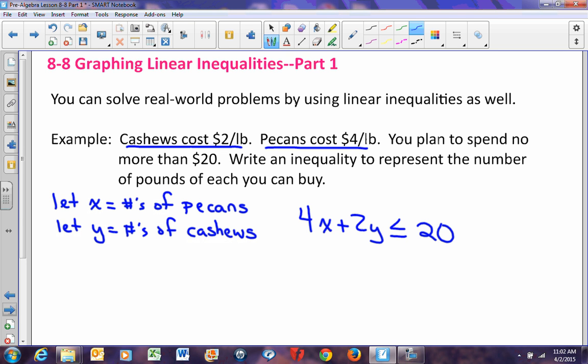If you interchanged your x and y, you could have 2x plus 4y. It doesn't matter as long as you have these labeled as to what they are. And that's an inequality that we could graph if we needed to, but we don't need to. So you can solve problems by writing linear inequalities. And that's a linear inequality for that particular word problem.